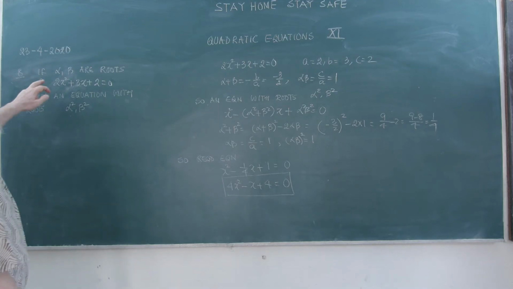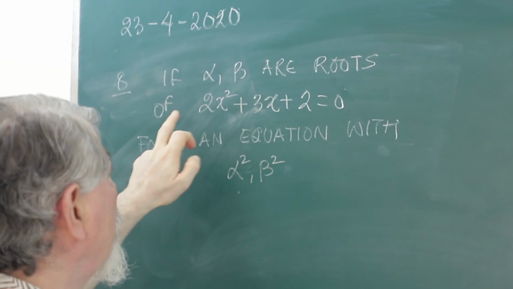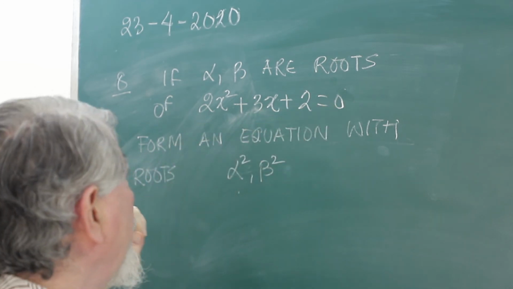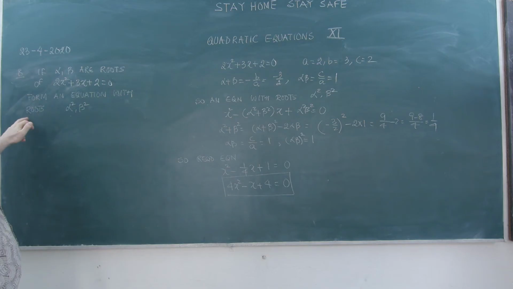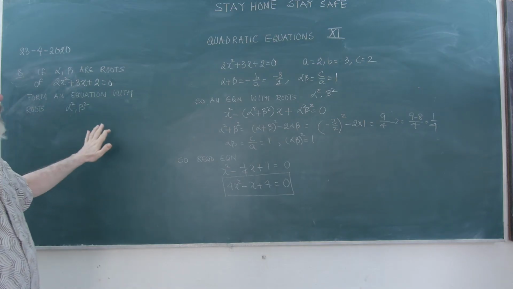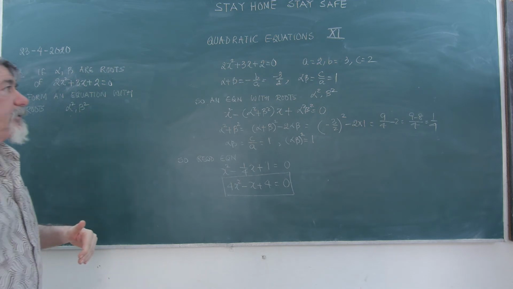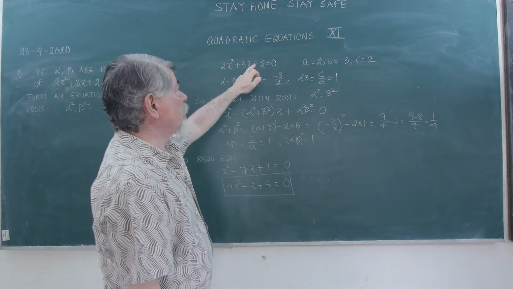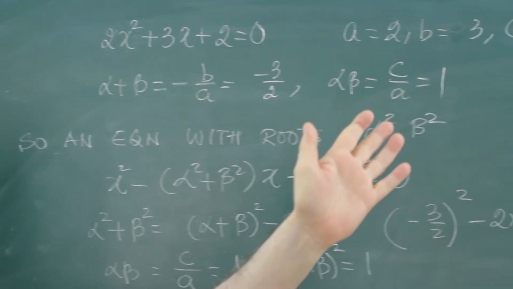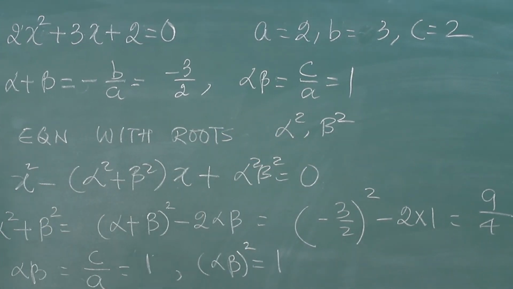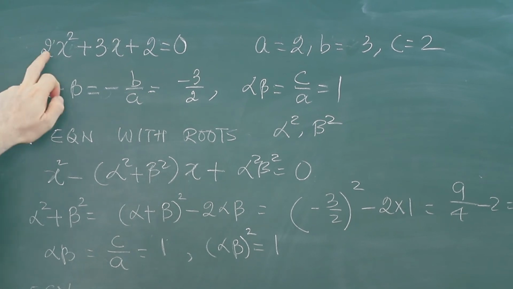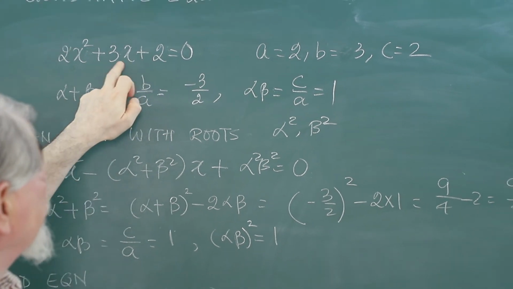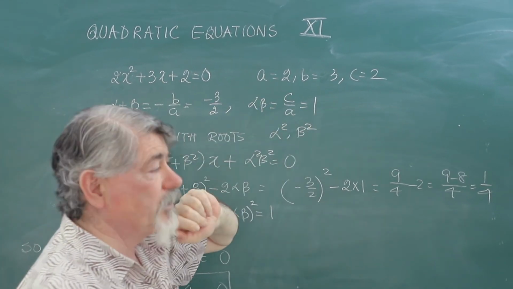In the next question I have, if alpha beta are roots of the equation 2x square plus 3x plus 2 is equal to 0, we have to form an equation with roots alpha square, beta square. It is nothing different than the previous question, except the values will change a little bit. Like the quadratic equation has changed, so obviously ABC has changed, so alpha plus beta will change. Now A is 2 here, the coefficient of x square, B is the coefficient of x, which is 3, and C is the absolute term, which is 2.